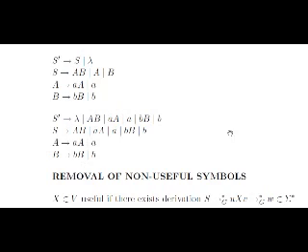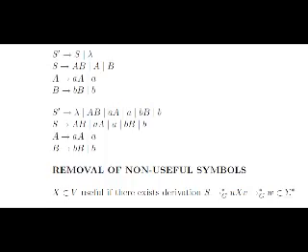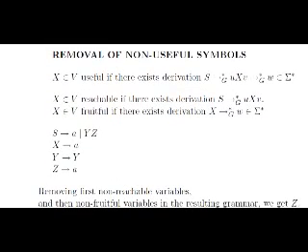We want now to remove all symbols that cannot be used in any derivation from the initial symbol into a terminal word. This leads us to the next transformation: removal of non-useful symbols. We define a symbol as useful if it occurs in some derivation from the initial symbol into a terminal word. A useful symbol must be reachable and fruitful according to the following definitions. We define a symbol as reachable if it occurs in a derivation from the initial symbol. We define a symbol as fruitful if there exists a derivation from it into a terminal word.